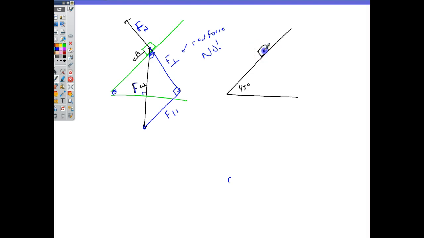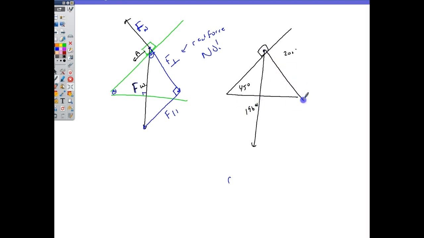Got force of weight pulling straight down. It's a 200 kilogram object. So how heavy is it? 1960. 200 times 9.8, right? Okay. So that's going to be 1960 newtons.